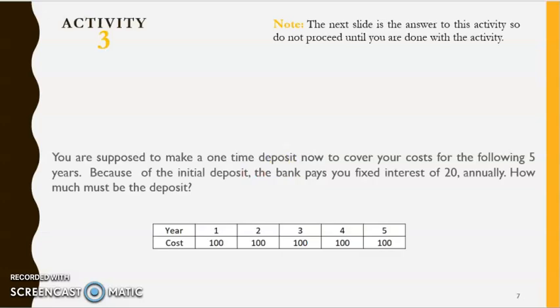Activity 3. You are supposed to make a one-time deposit now to cover your cost for the following 5 years. So everything similar to the previous one. Because of the initial deposit, the bank pays you fixed interest of 20 annually. How much must be the deposit? Pay attention, my friend. Move forward very carefully to make sure you get all the points.